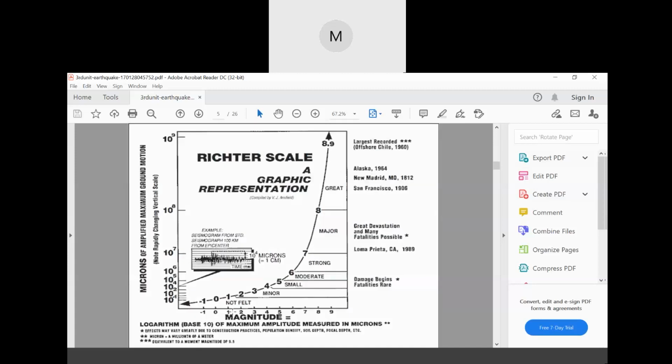Then this is the Richter scale actually. Look, now these six are what? Moderate. Beyond six, it is what? Strong earthquake. So this is basically the Richter scale. This is how the damage is calculated.